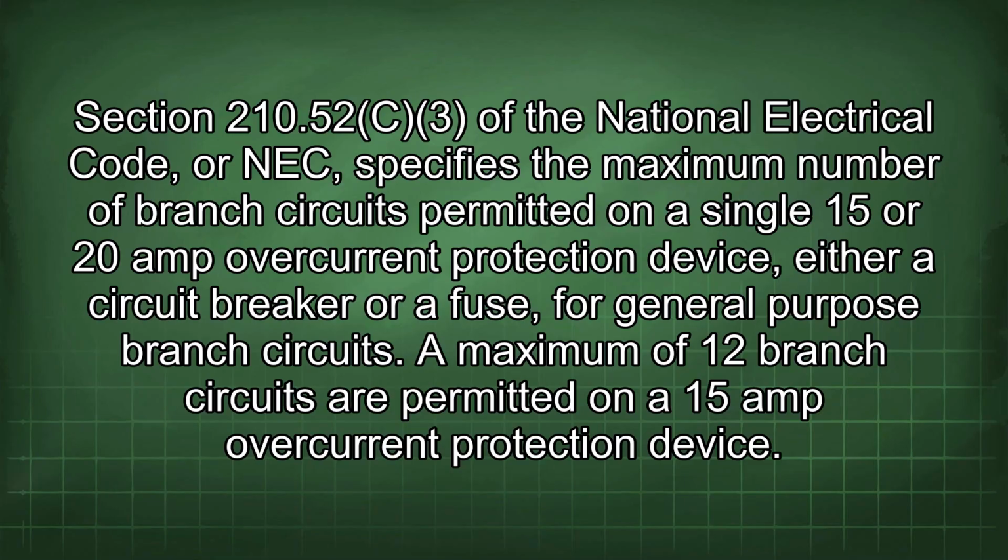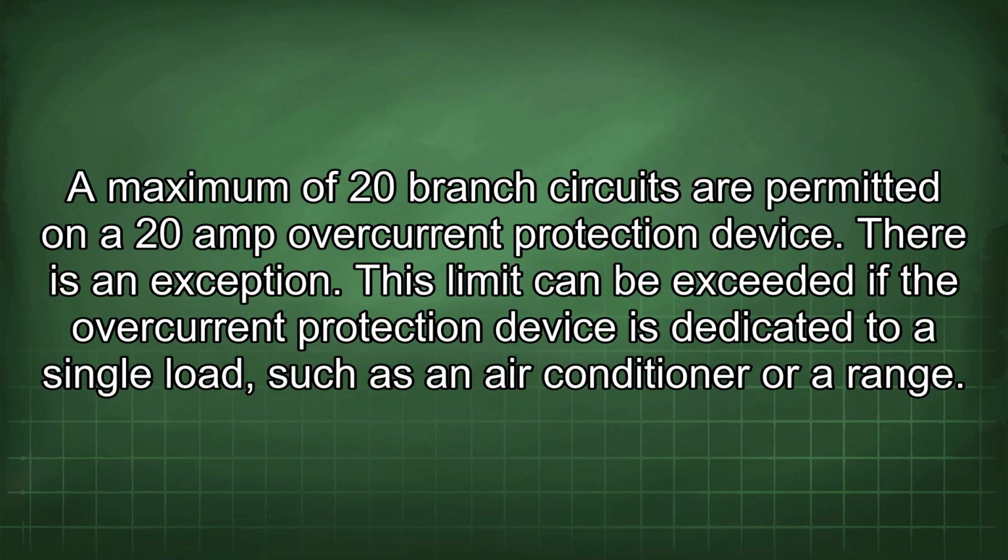210.52C3 of the National Electrical Code, or NEC, specifies the maximum number of branch circuits permitted on a single 15 or 20 amp overcurrent protection device, either a circuit breaker or a fuse, for general purpose branch circuits. A maximum of 12 branch circuits are permitted on a 15 amp overcurrent protection device. A maximum of 20 branch circuits are permitted on a 20 amp overcurrent protection device. There is an exception. This limit can be exceeded if the overcurrent protection device is dedicated to a single load, such as an air conditioner or a range.